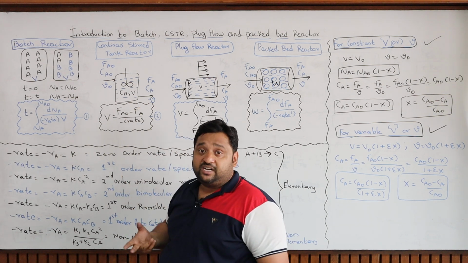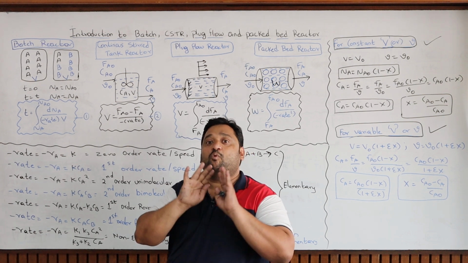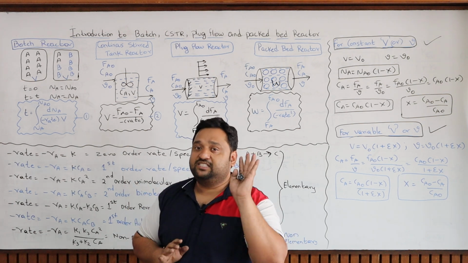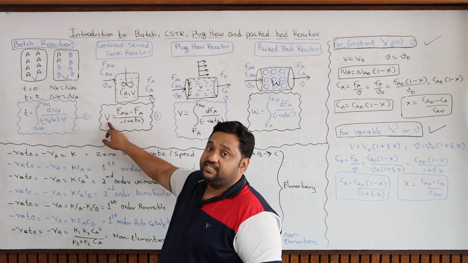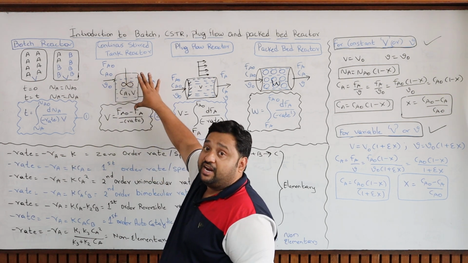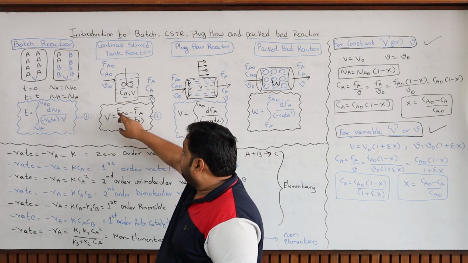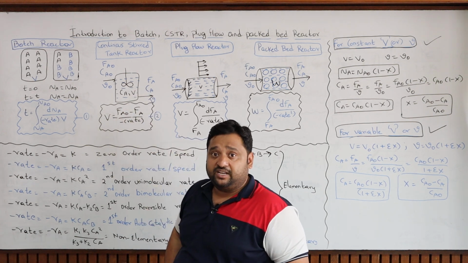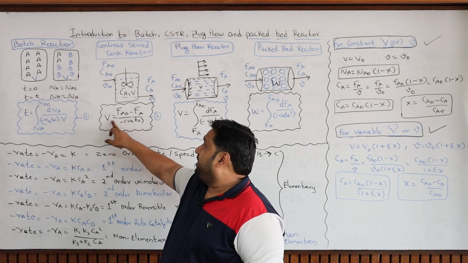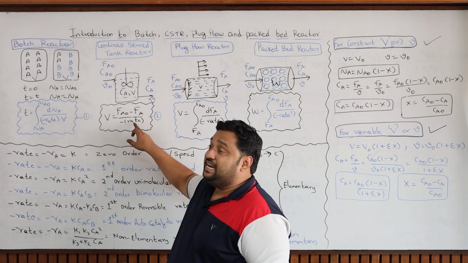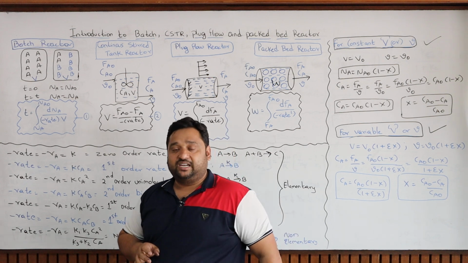Then what is your agenda? For a given conversion, what is the size of the reactor that is required? That means you have to use this formula. The agenda is to find out the size. Size means the volume of the reactor. For these flow rates and this conversion, what is the volume that is required? Then the formula is V equals Fa0 minus Fa divided by minus rate. Rate is the speed of the reaction.